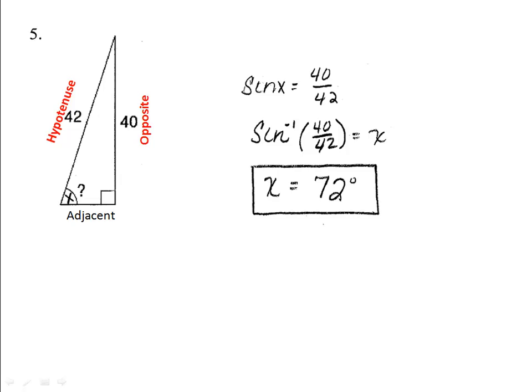We have our hypotenuse and our opposite. Those are the given numbers, and opposite and hypotenuse is sine. So the sine of angle x is 40 over 42. Because I want to find the angle, I do the inverse. Sine inverse of 40 over 42 gives me approximately 72. So this angle is approximately 72 degrees.